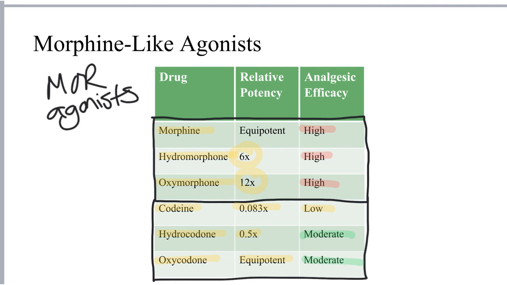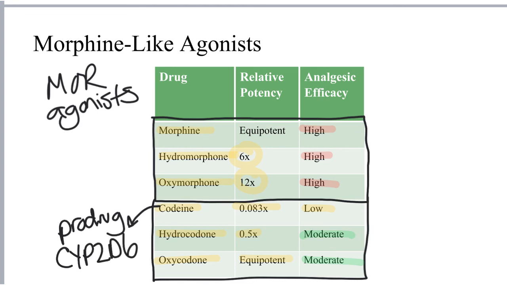One important thing to note about codeine especially, but also hydrocodone and oxycodone, is that these drugs are prodrugs. They are activated in the body by metabolism through cytochrome P450 CYP2D6, which is polymorphic. This can lead to some important considerations when considering pharmacogenomics of individuals that are using codeine, hydrocodone, or oxycodone. Opioid pharmacogenomics will be covered in a separate video.